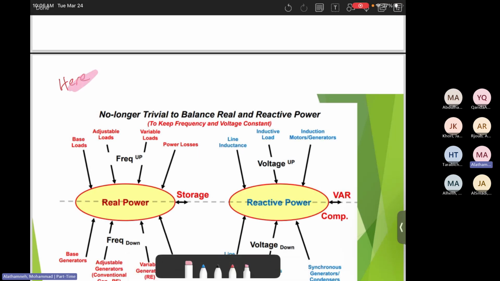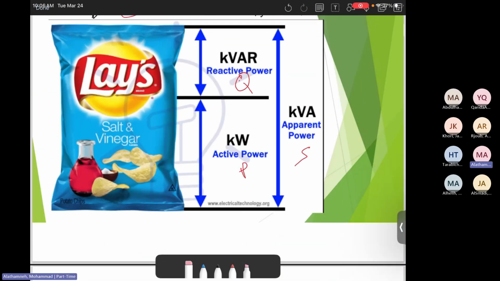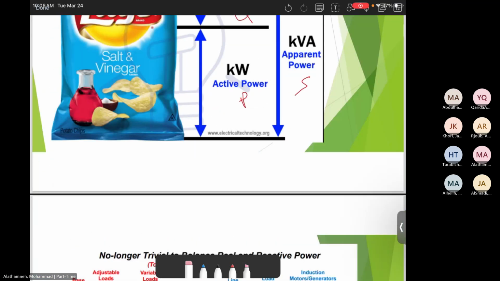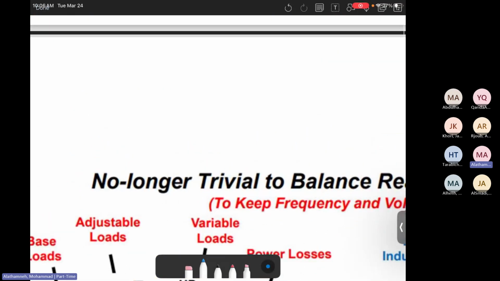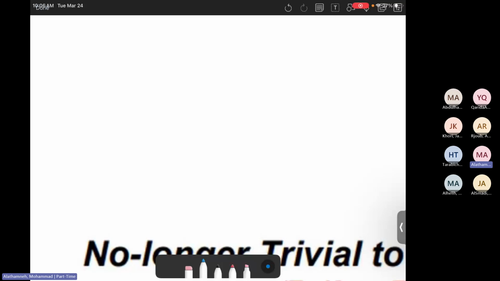So we already mentioned in the previous lecture the difference between real, reactive and apparent power as well. Then here are some factors that impact the real power and reactive power. The overall thing is related to the synchronous generator. The traditional generator for the power supply is a three-phase synchronous generator.